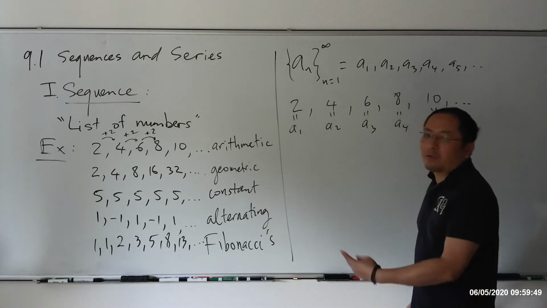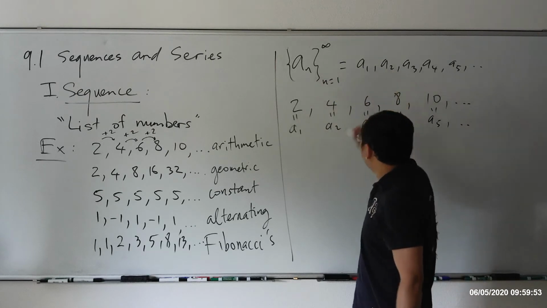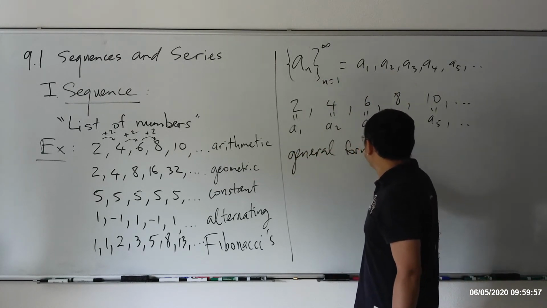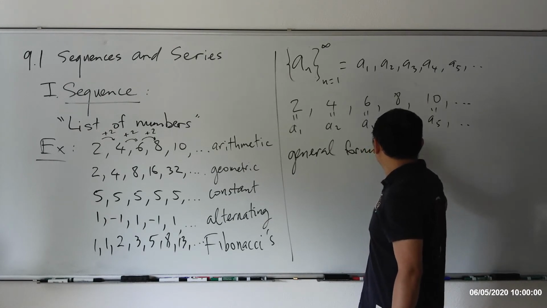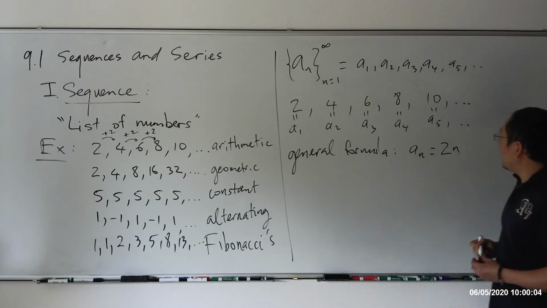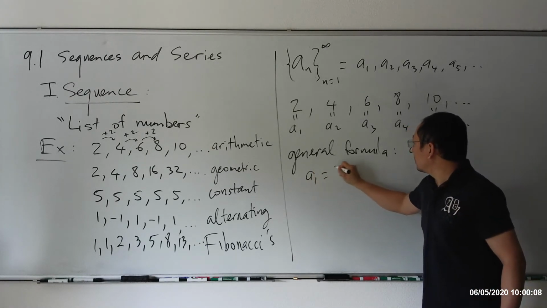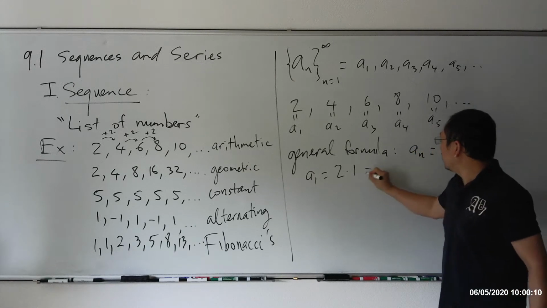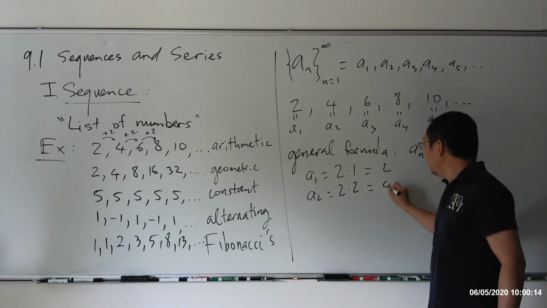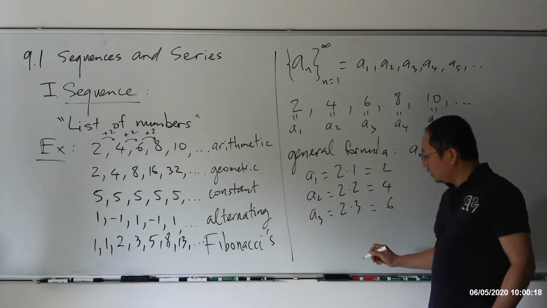First question, can we find the general formula for the sequence? In this particular example right here, the general formula is an is equal to 2n. Check it out. Look at n equal to 1: a1 is equal to 2 times 1, so that equals 2. A2 is 2 times 2 equal to 4. A3 is 2 times 3 equal to 6. So forth and so on.